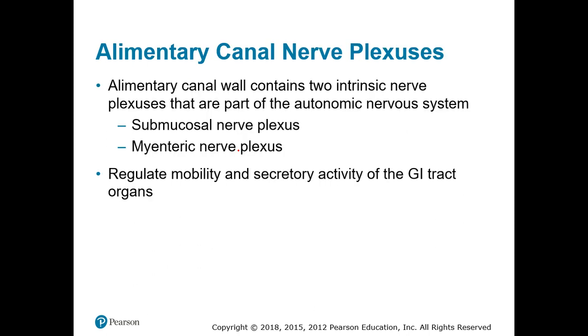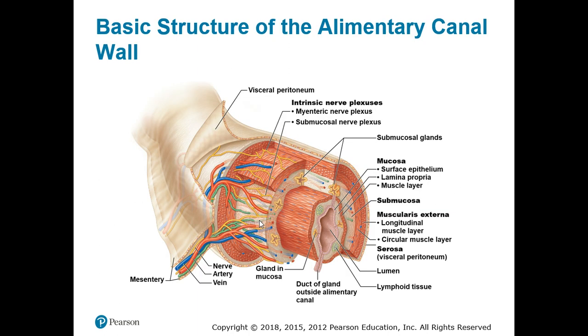In terms of how they are controlled, there are two major nerves that help control the alimentary canal, or how food moves through the digestive tract. These are part of the autonomic nervous system, specifically the parasympathetic division, or your resting and digesting division. The two major nerve plexuses are submucosal and mesenteric. Again, these regulate motility, and they also regulate what digestive juices and enzymes are secreted into your digestive tract.